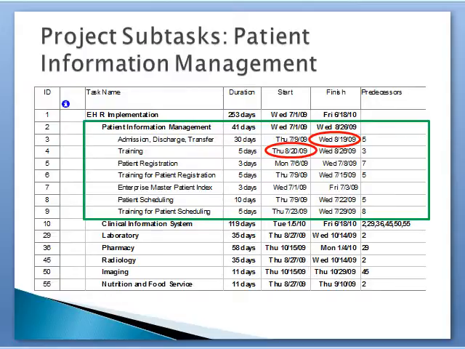For example, training for admission, discharge, and transfer will begin on Thursday, August 20th, after the completion of the configuration of admission, discharge, and transfer on Wednesday, August 19th. The task patient information management will take 41 days to complete and can begin as soon as the project begins, since it is not dependent on any other task.